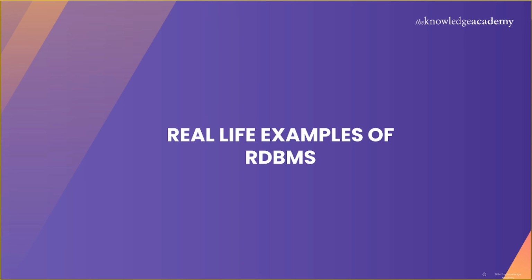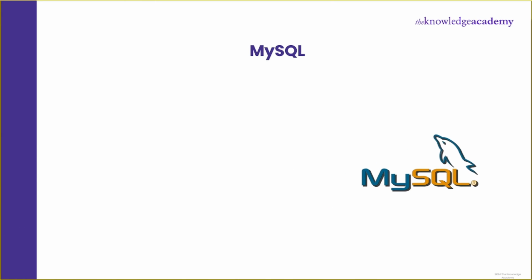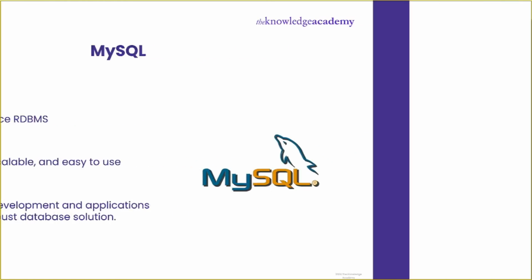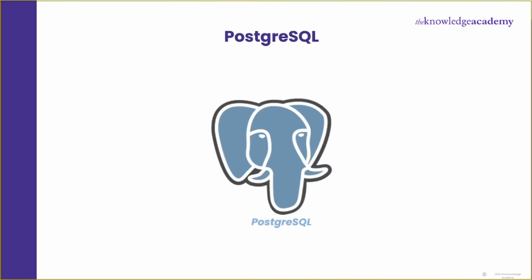When we learn something new, there is always a curiosity to know in what all places they are in use. So let's look at some of the most popular relational database management systems, or RDBMS, which are in use today. First is MySQL. It is an open source RDBMS known for its reliability, scalability, and ease of use. It's widely used in web development and applications requiring a robust database solution.